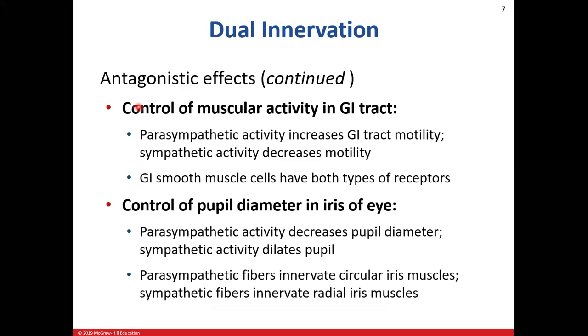Same thing with the pupil diameter in the iris of the eye. We have parasympathetic activity that's going to decrease pupil diameter, and sympathetic activity is going to dilate the pupil. In the parasympathetic system, the fibers innervate the circular iris muscles, and the sympathetic fibers innervate the radial iris muscles. And so again, these are just some examples, not completely inclusive, of the differences between what happens in the parasympathetic division versus the sympathetic division.